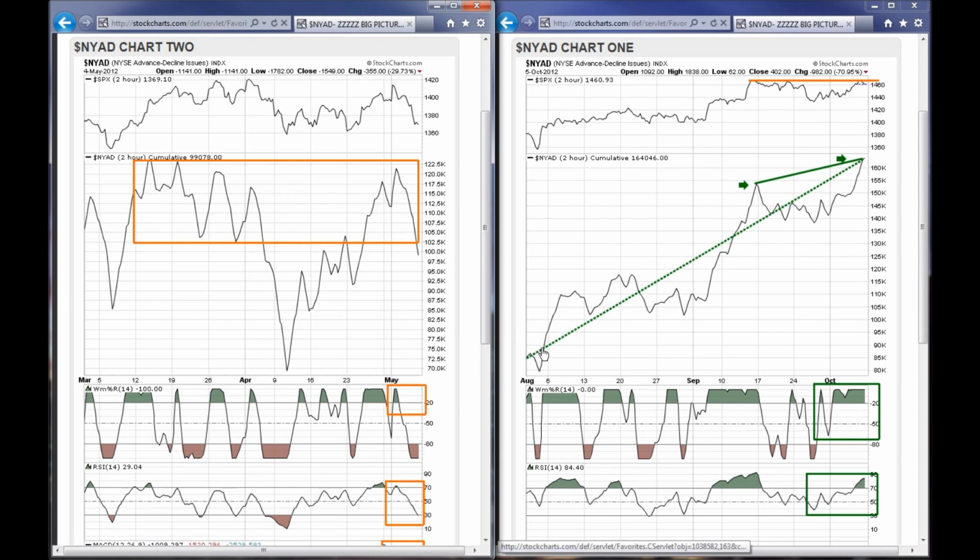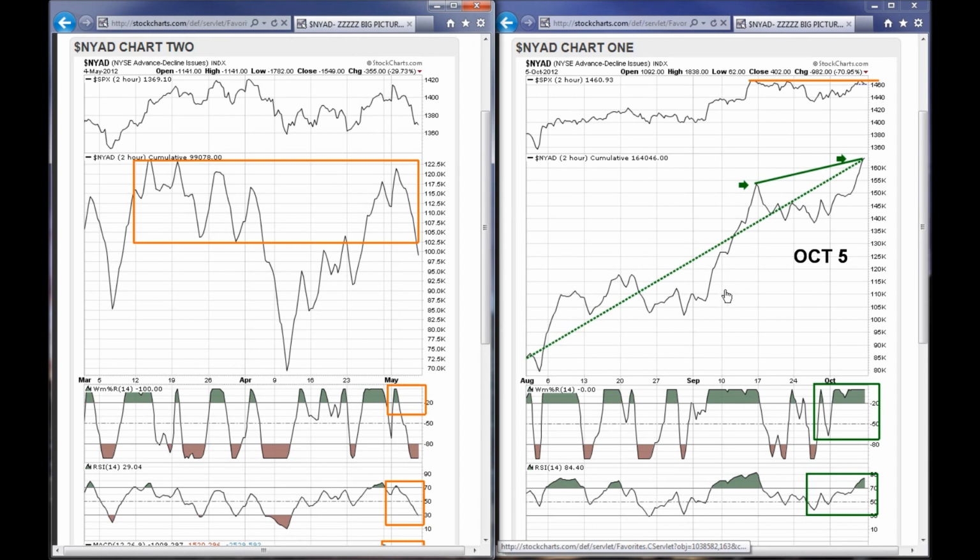The advanced decline line today, and notice we're comparing the same window: 1 month, 2 months, and roughly 5 days. The advanced decline line here obviously looks much healthier than it does here. These are 2-hour charts that we're looking at. Why are we looking at 2-hour charts? We're trying to see small differences, get an early read on what a market looks like when it peaks and rolls over.